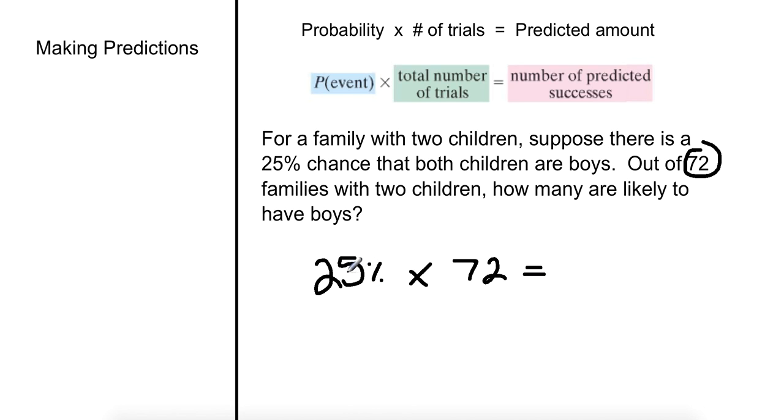Again, turn your percent to a fraction or to a decimal. So if I cross it off and I back it up, I'll get 0.25 times 72. So if I take that on my calculator, I get 18. So out of 72 families I talked to, 18 of them would have 2 boys.